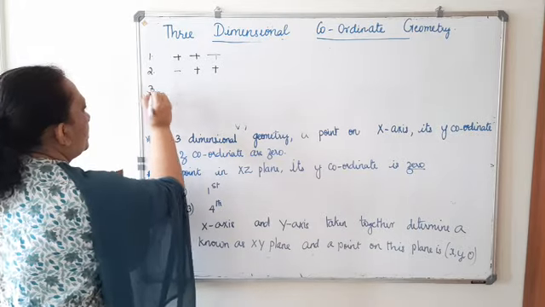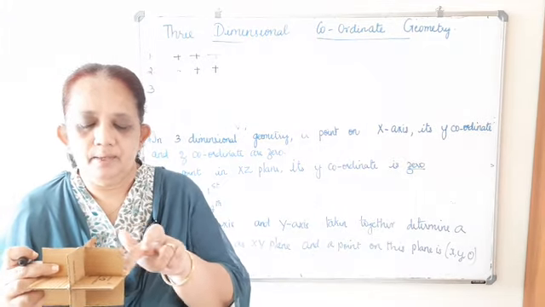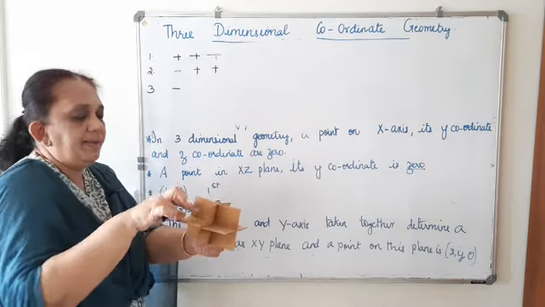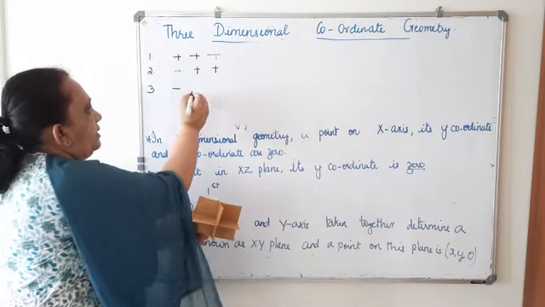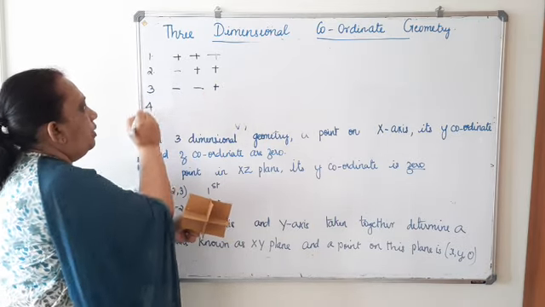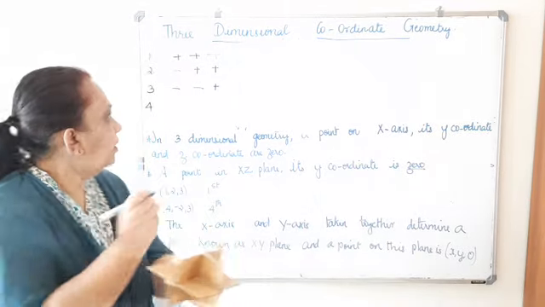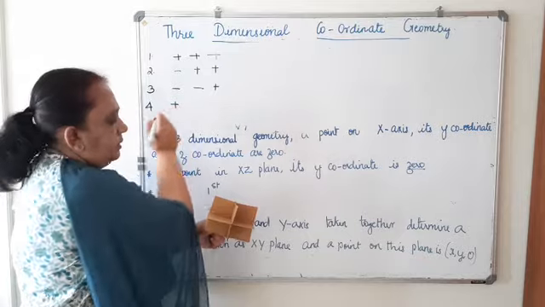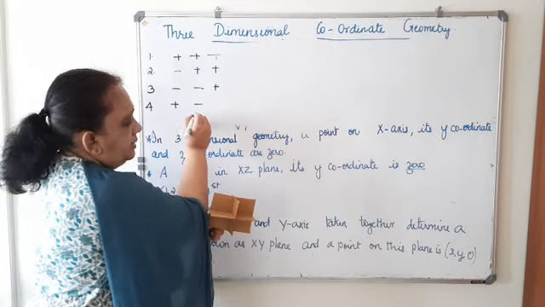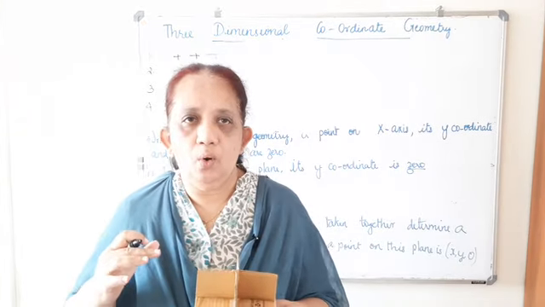And when you come to the third octant, this is X dash. This is negative, y is negative and z is positive. And when it comes to the fourth octant, you can see that x is positive, y is negative and z is positive. So, this is about the 4 octants.